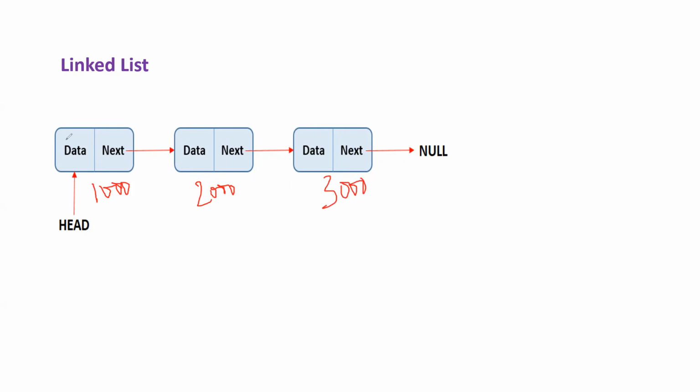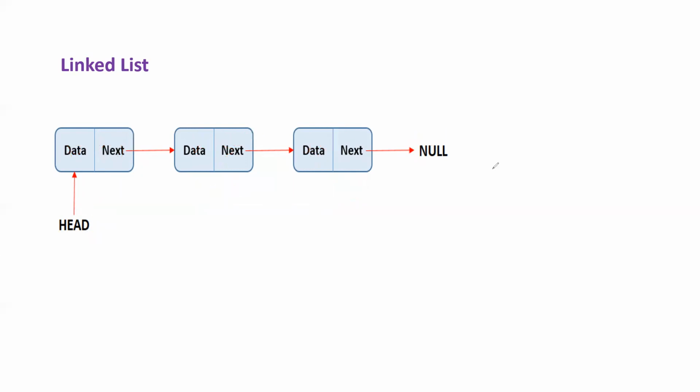Now see, let the data be 10, 20 and 30, and the next part of the first node will hold the address of the next node. Means what? It holds 2000, then the next node address 3000, and the last node of the linked list will be holding null. We need to get the starting node of the linked list, the start pointer, so that we can traverse the entire linked list by going next, next, next, like that.